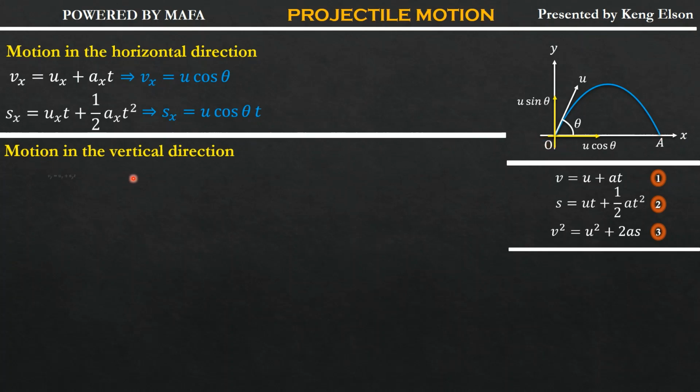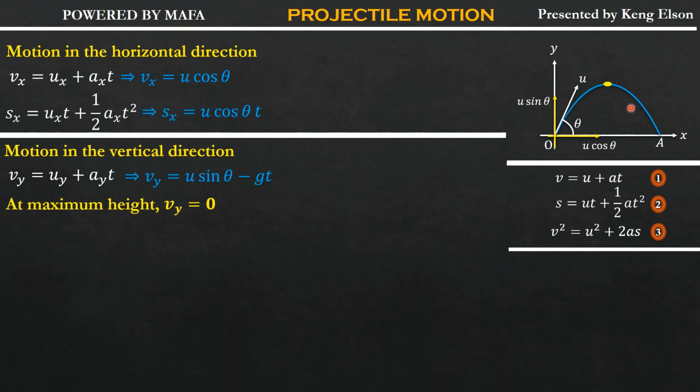So considering motion in the vertical direction, we have Vy equal to Uy plus Ay times t. But what is our Uy? It is the initial speed in the vertical direction, which is u sin theta. And what is Ay? Ay is negative g, because the path of the particle is against gravity, so the acceleration becomes negative acceleration due to gravity. So our Vy becomes u sin theta minus gt, because our a is negative g. Now what about the maximum height, or the time to reach maximum height? We know that at maximum height, the vertical velocity is 0.